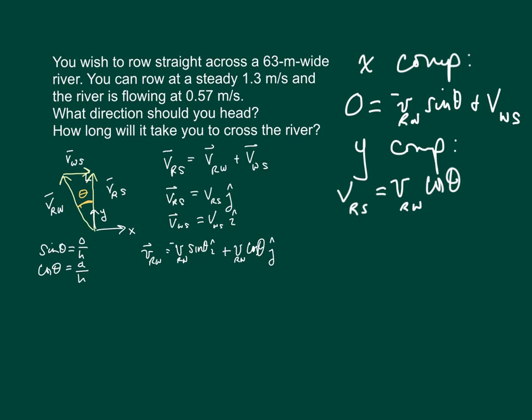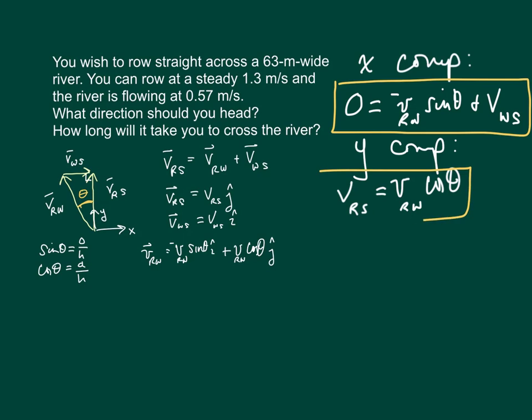And VWS, of course, is this guy here, and there's no component in the y direction. It's all in the x direction. So that just gives us a 0. So this tells us our two equations, and we'll note that we've got two equations and two unknowns.